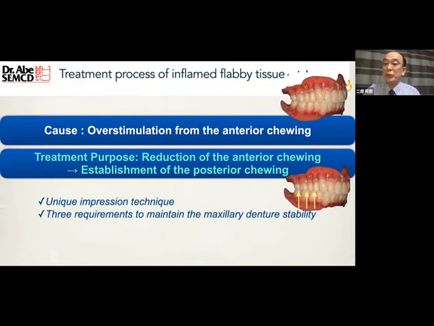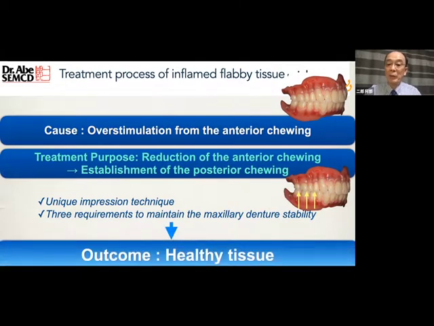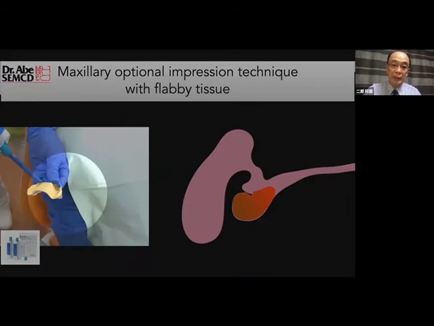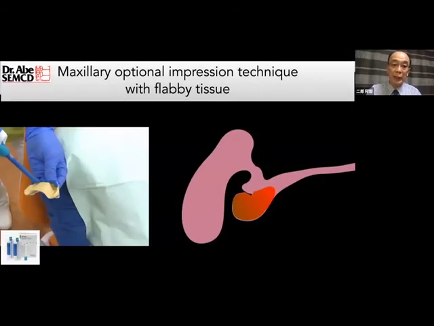So a unique impression technique is required. And even after dentures are issued, three requirements are mandatory to maintain the maxillary denture stability. Finally, the inflammation will gradually resolve and the flabby tissue will be normalized. This is my optional floppy impression technique. First, heavy bodied impression material is applied here.